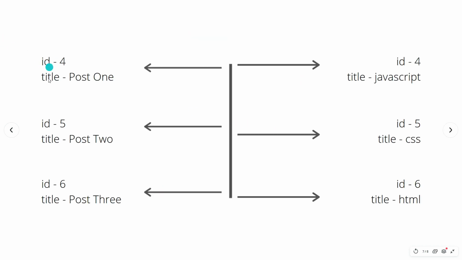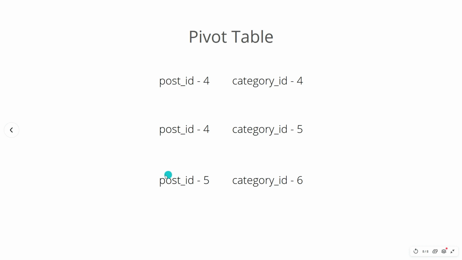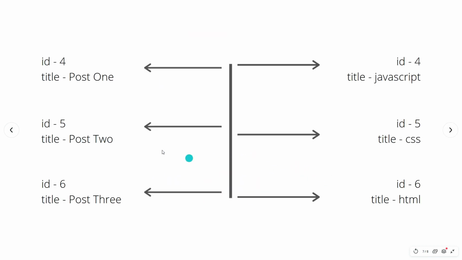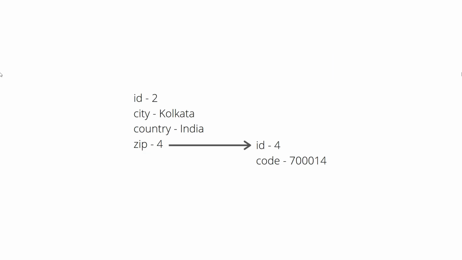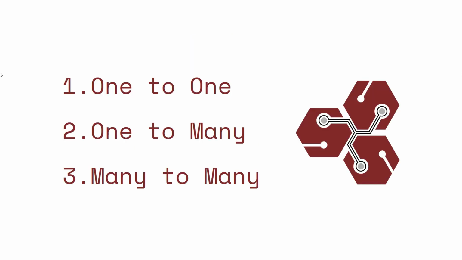So this post 1 is of type category JavaScript as well as of type category CSS. And for the post 5, there is a single category ID which is 6. That means post 2 belongs to the category HTML. So these are the 3 database relationships available. In the next lesson, we will talk about Django model relationships.